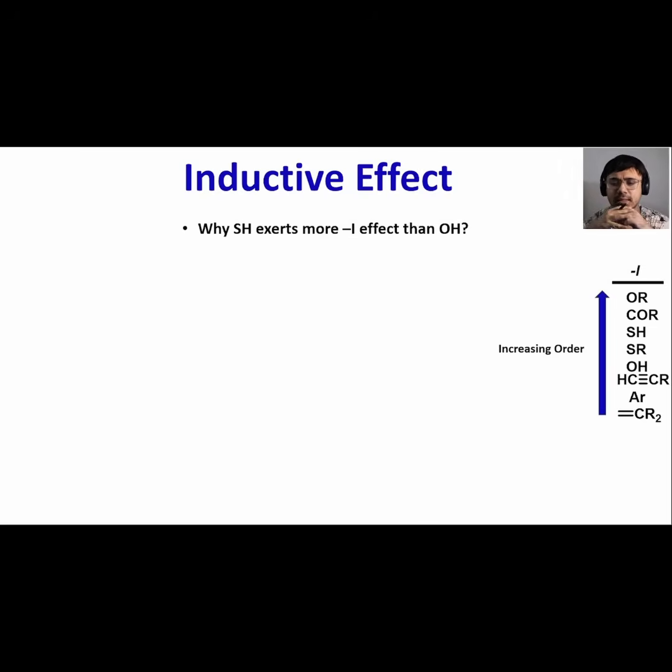Do you know why SH exerts more minus I effect than OH? Generally, it is an exception, right? Why? Because sulfur has less electronegativity than oxygen. So according to the rule of electronegativity, OH or alcohol should exert more minus I effect than thiol, right? But this is not the case. It is happening exactly opposite. That means this is an exception, right?